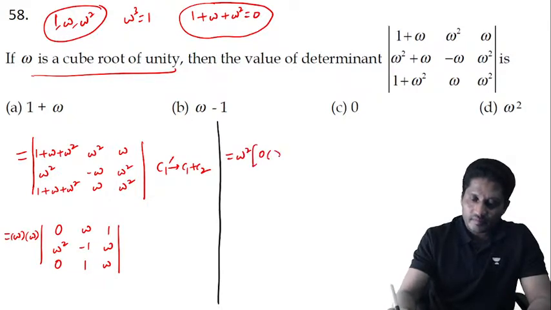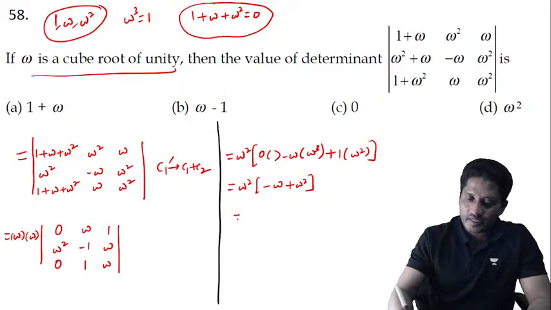0 multiplied by a number is 0. This is minus omega. Delete first row, second column, you get omega cube. Okay, plus 1. Delete first row, last column, you get omega square. Omega square into omega cube is 1. So you get minus omega plus omega square.